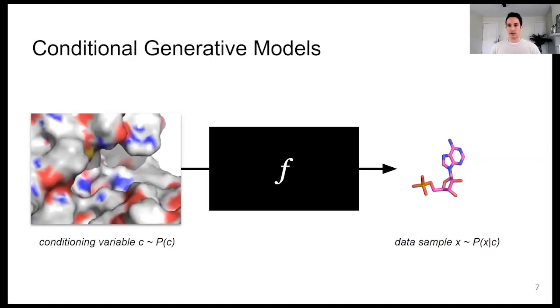Furthermore, we could train a model that alters this generative process based on some conditioning information, such as the structure of a target protein. Then the model can learn to generate favorable binding poses of active molecules directly from the receptor binding site.